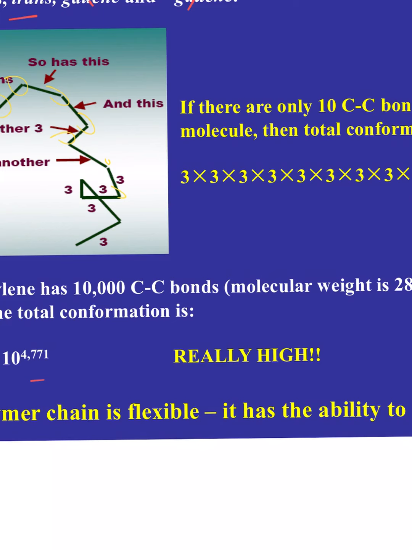Okay, so this is one of the reasons why we talk about polymer chains as being very flexible, because they have so many conformational states that they can reach, and this gives it that ability to rotate that is associated with the mechanical behavior of these polymer chains in a solid plastic.